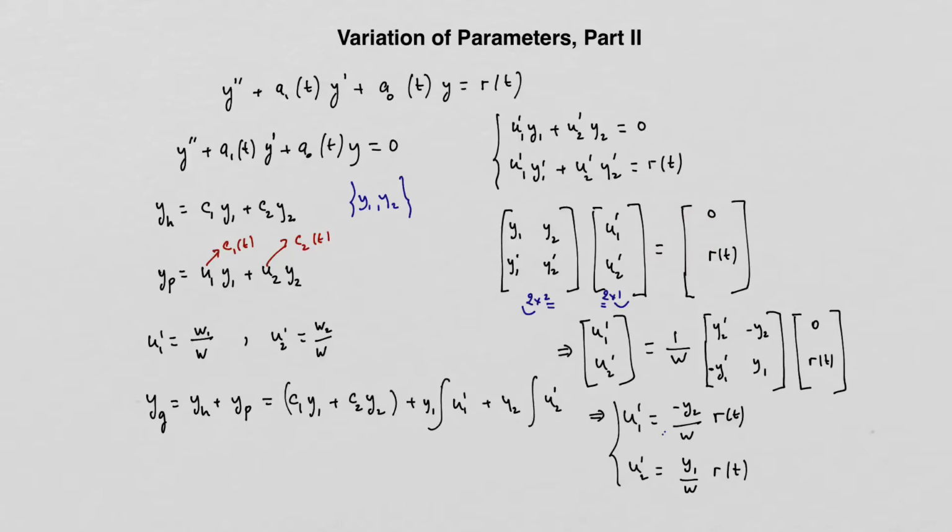And the way we do it is we put the coefficients as a 2 by 2 matrix, multiplied by my variable matrix, U1 prime and U2 prime, equals the resulting output, 0 and R of t.